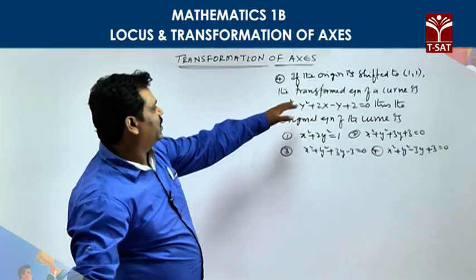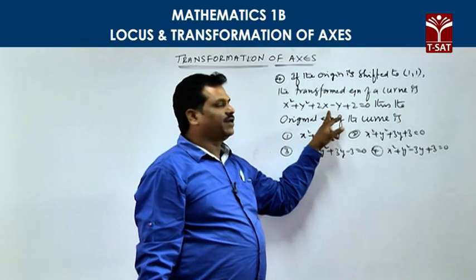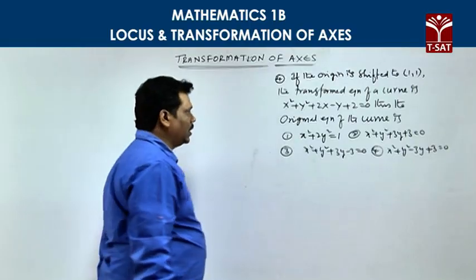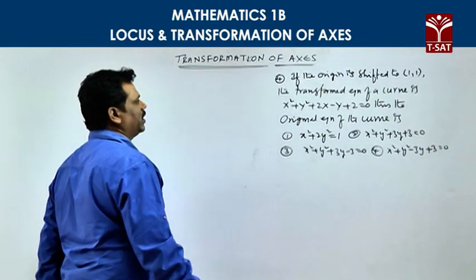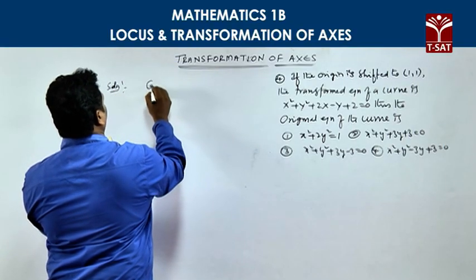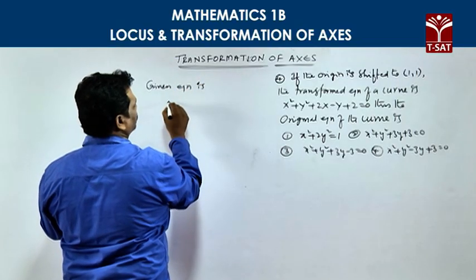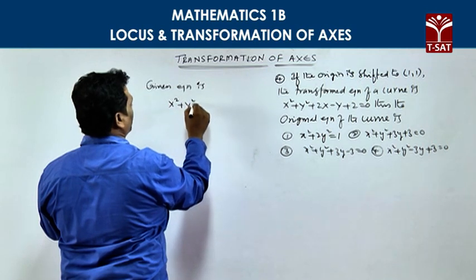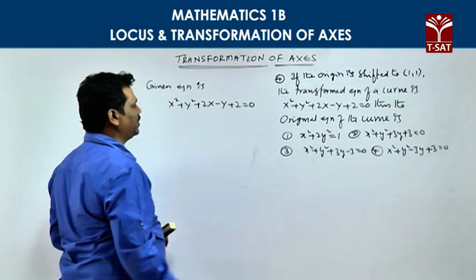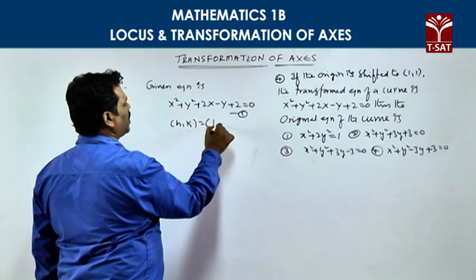What is given here? If the origin is shifted to (1, 1), the transformed equation of a curve is given, that is, the new equation is given, then we have to find the original equation of the curve. The origin is shifted to (h, k) = (1, 1). Given equation is X² + Y² + 2X - Y + 2 = 0, which is my new equation. This is equation number 1, and (h, k) = (1, 1).